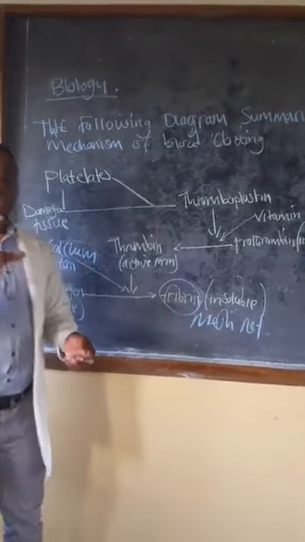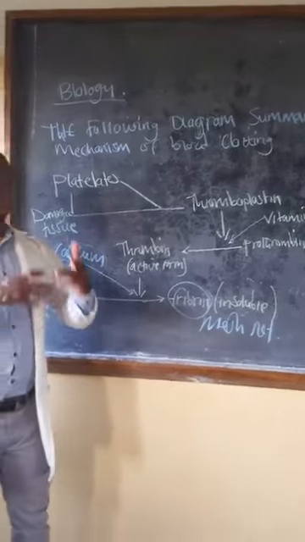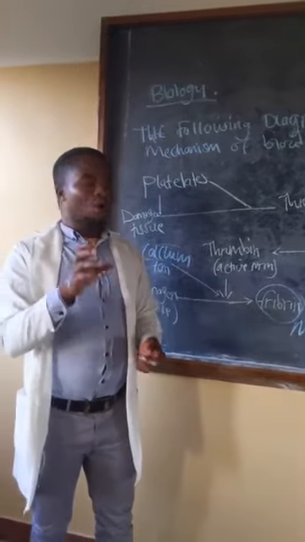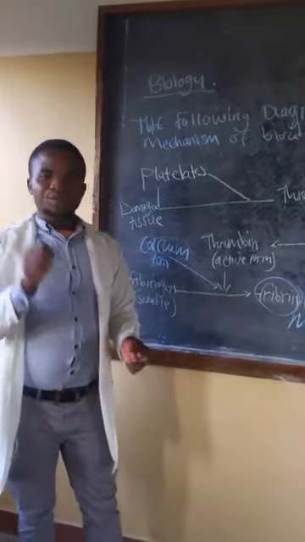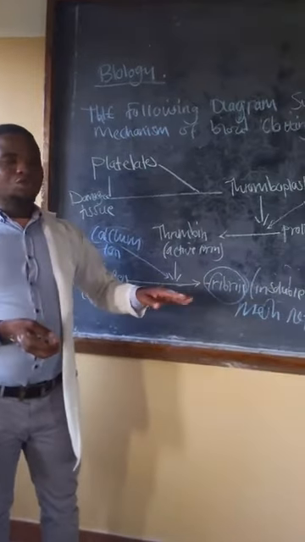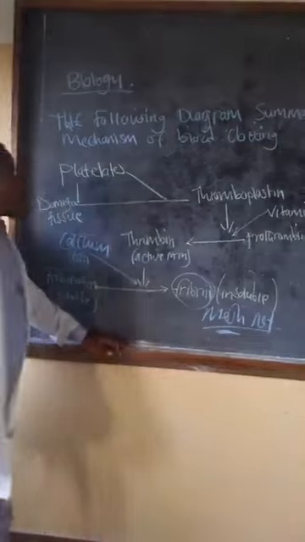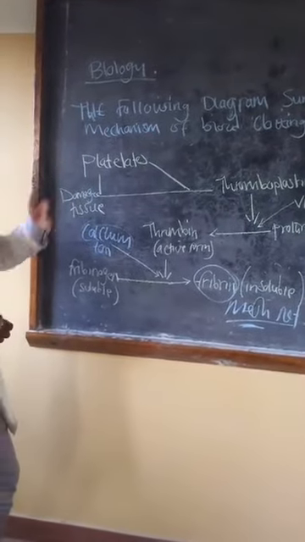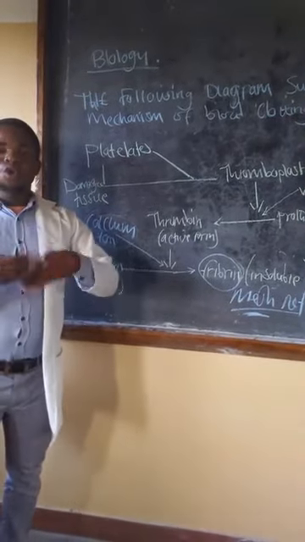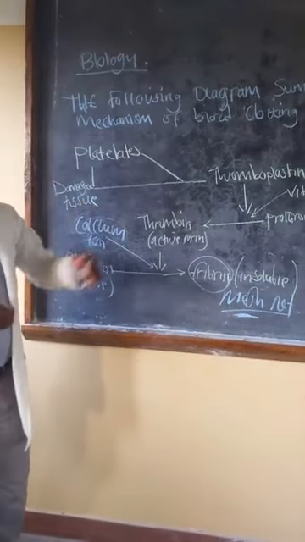And of course, that will enable this mesh net to trap the blood which is coming out. And that's how blood clotting is done.